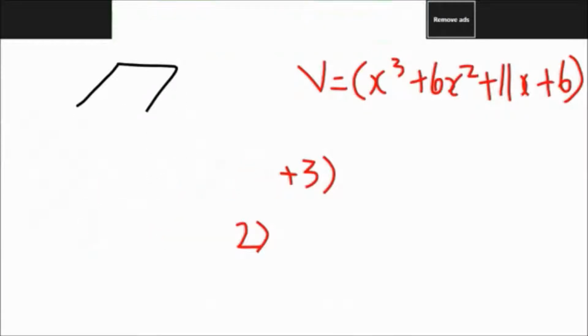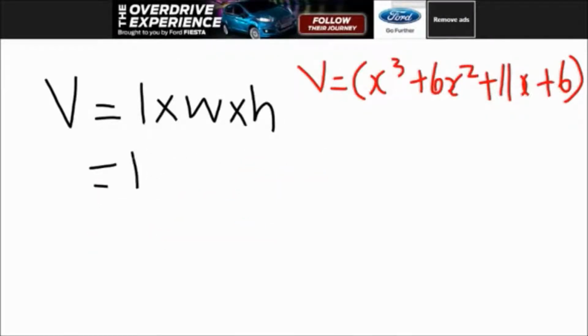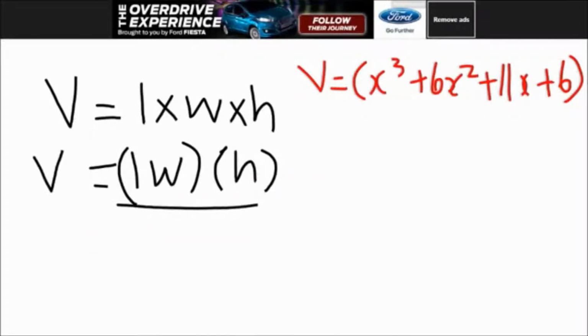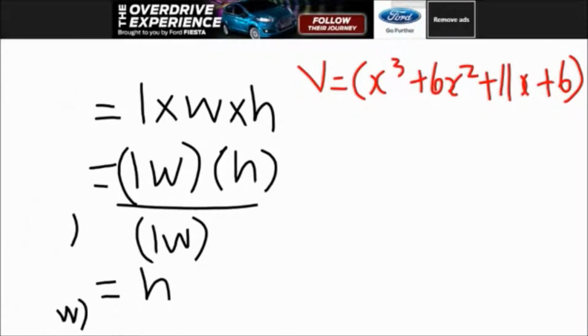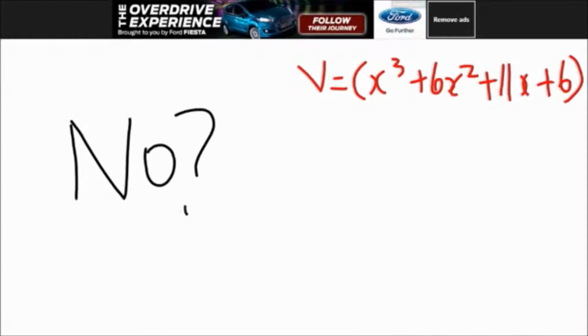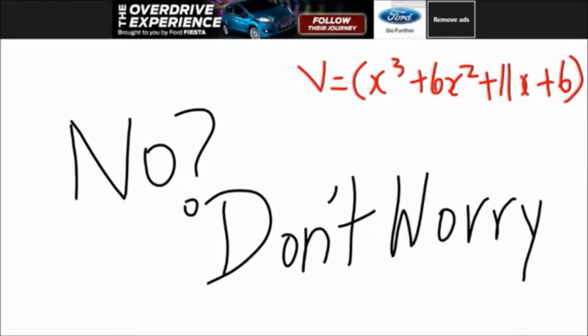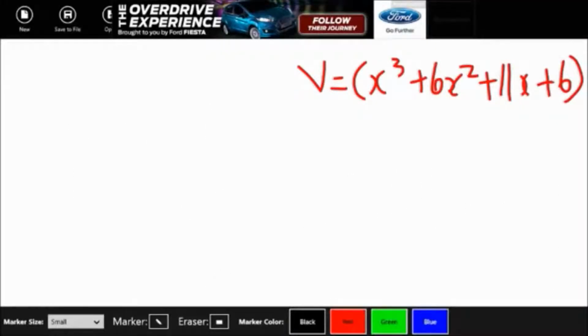Given the polynomial equation, in order to solve for the height, you must divide the volume by the product of the length and width. This will require you to go all the way back to Unit 2. Do you remember anything from Unit 2? No? Don't worry. We're going to go step by step on how to solve this question.